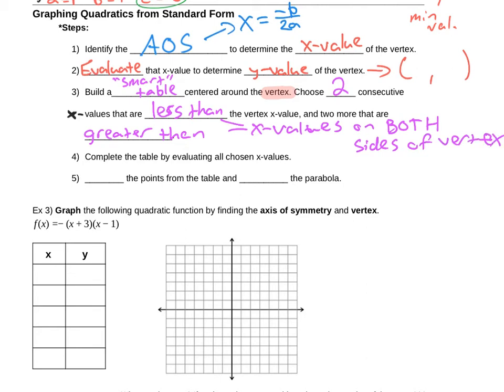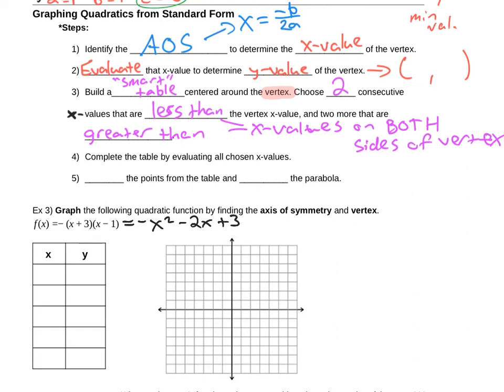All right, let's do these first steps with the example down below. Okay, first of all, we don't have the standard form, so we have to convert this to standard form. Let me do that for you really quick. If you multiply this out, you're going to get negative x squared minus 2x plus 3.